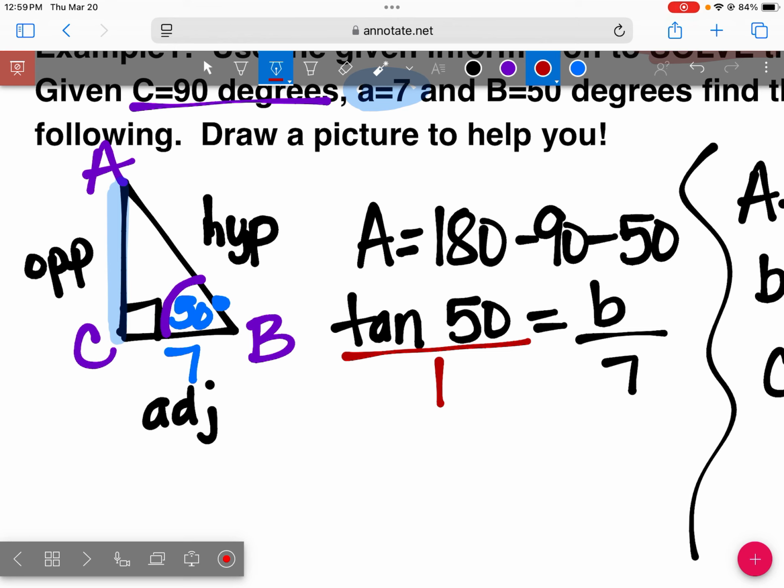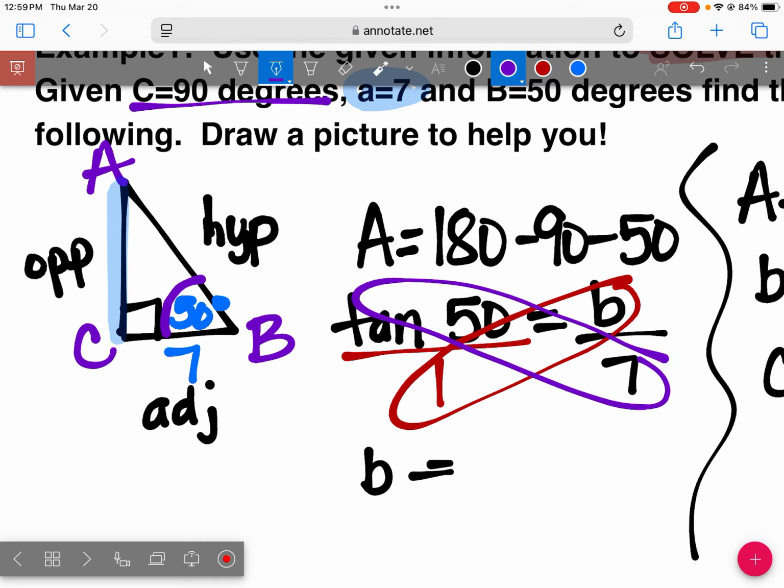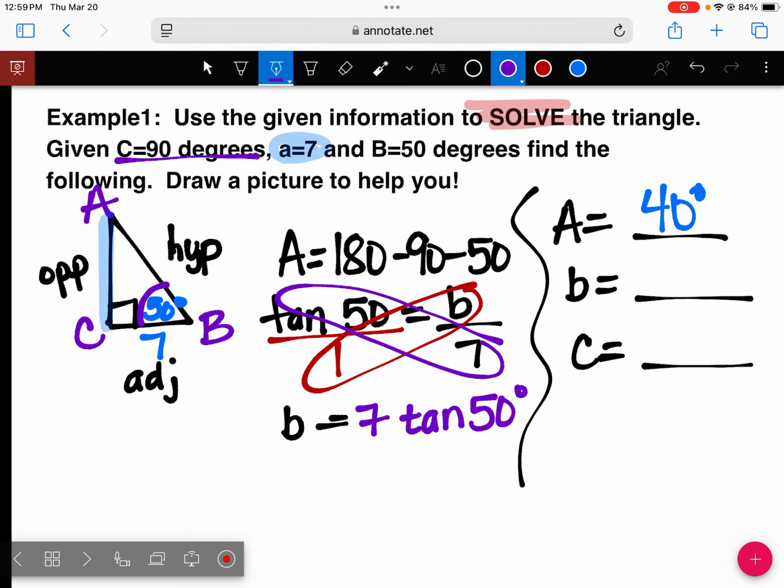Go ahead and cross multiply that and solve that for little b. Everything we do is going to be to the 10th place. So when you cross multiply it, you have b equals 7 times the tangent of 50 degrees. So in your calculator, type in 7 times tangent of 50 degrees, and round it to the 10th place. And I got 8.3.